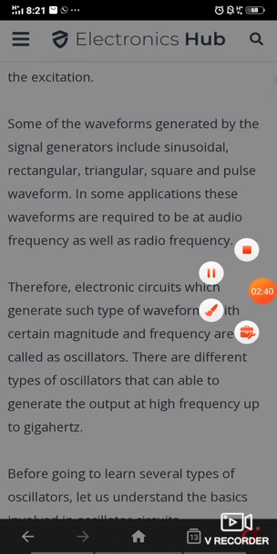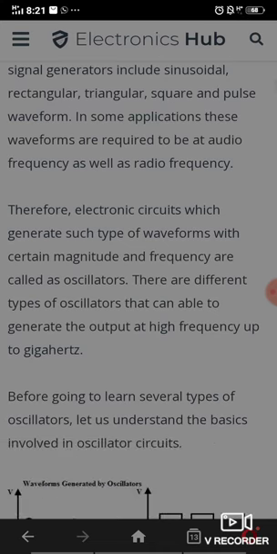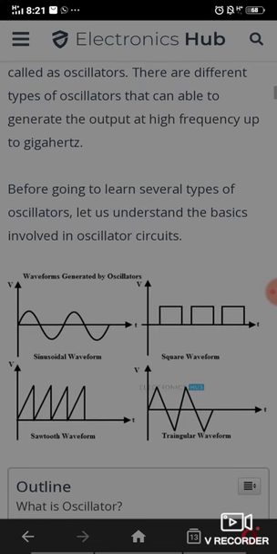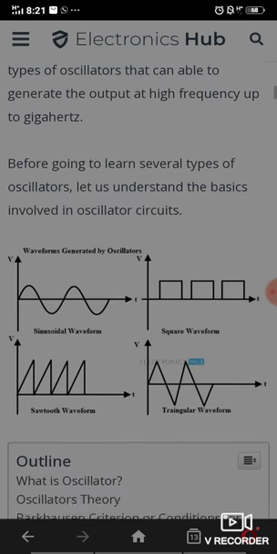Electronic circuits which generate such types of waveforms with certain magnitude and frequency are called oscillators. There are different types of oscillators that are able to generate the output at high frequency. Before going further, let's understand the basics involved in oscillator circuits and waveform generation.